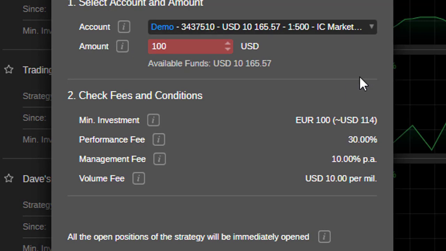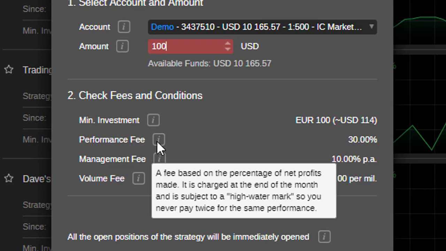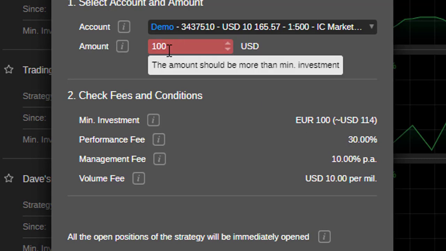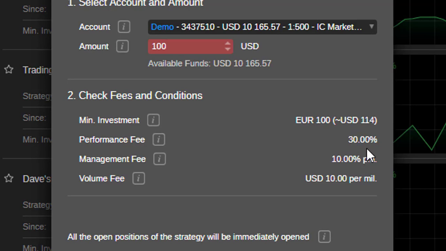Now let's look at the fee. So the performance fee, as you can see, is a fee based on the percentage of net profits made. It is charged at the end of the month and is subject to a high watermark, so you never pay twice for the same performance. So this is, to make it simple, a percentage of your profit overall during the month. Every month, if you make, for example, out of $100 you make $30, you will have 30%, so around $10, that will go to the signal provider.